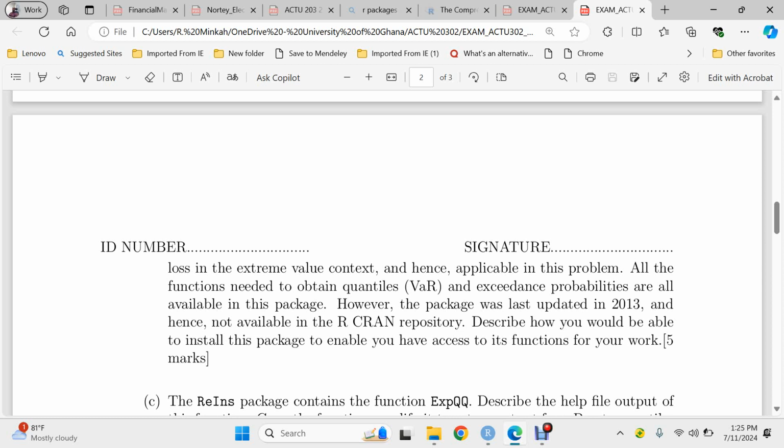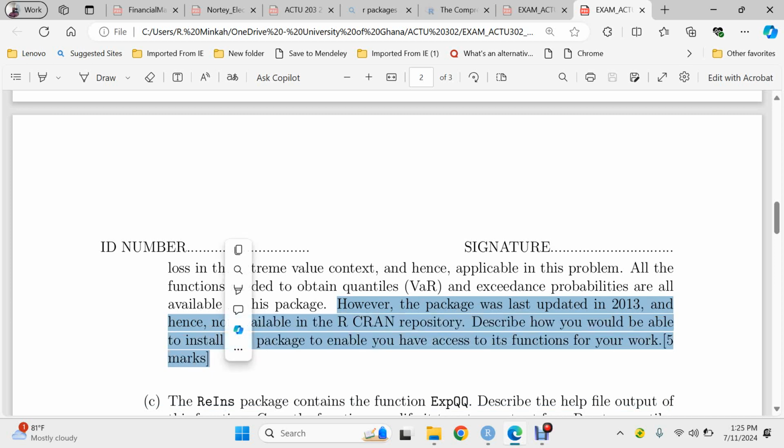Loss in extreme, hence so and so. You remember the VaR that I was talking about? Okay. Now, the question is here. However, the package was last updated in 2013 and hence not available in the Actuarial repository. So now describe how you will be able to install this. You should be able to do it.